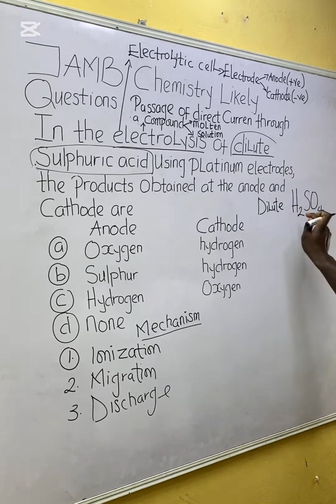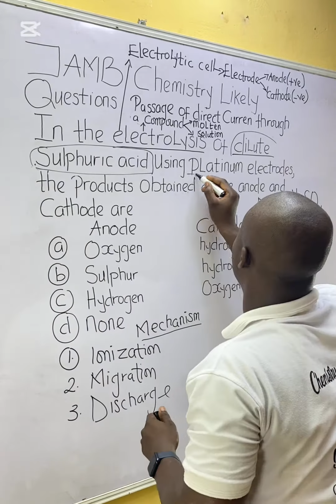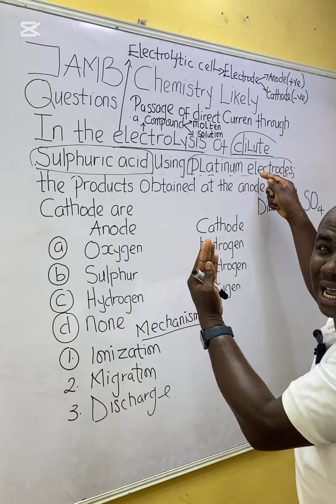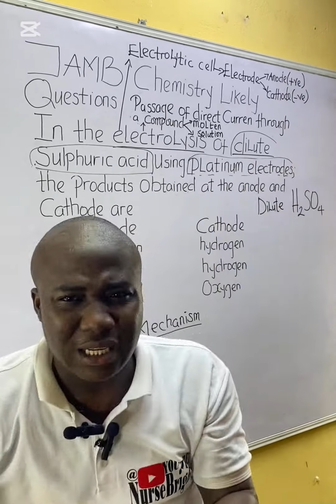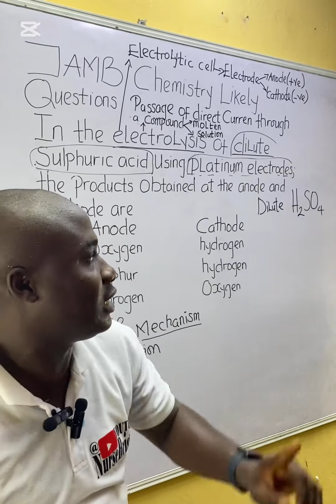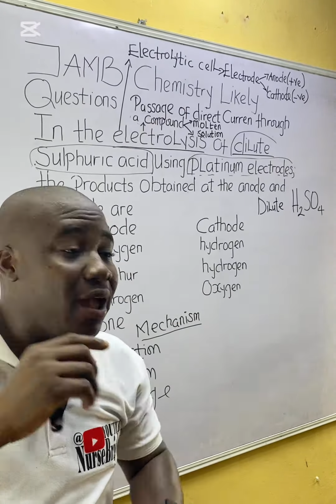So they now told us that in the electrolysis of dilute sulfuric acid using what? Platinum electrode. Just take note of this. Sometimes in some questions they will give you an electrode that they use during the process, but some electrodes are actually inert. We also have different types of electrodes, but these are the major types, so don't get confused. We have other electrodes like platinum electrodes, mercury electrode. Mercury electrode has a function that is very, very important in the process of electrolysis. But in this case, whenever you see platinum electrode, it is inert.